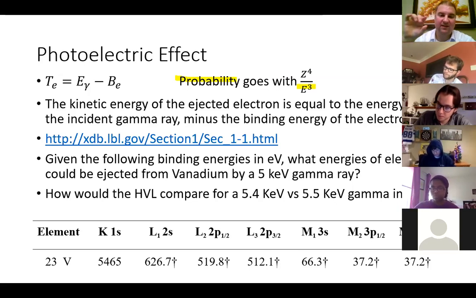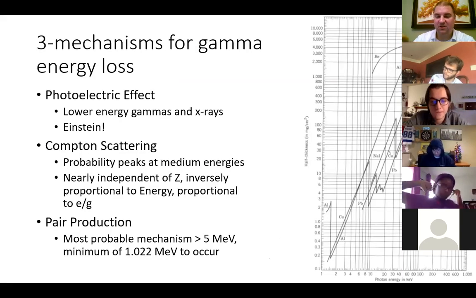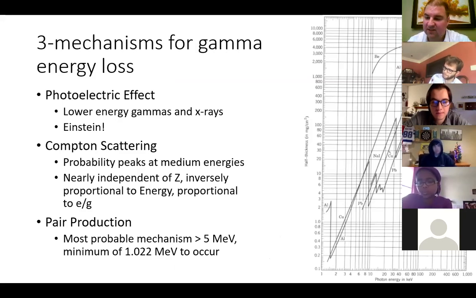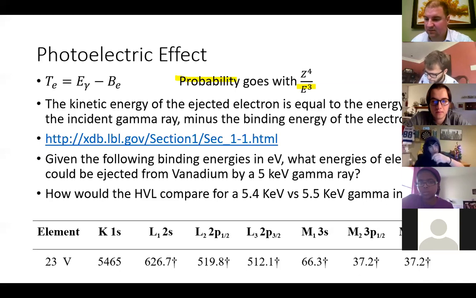And so the photoelectric effect with the shells plays a role here on this graph. In general, we see the photon energy increasing, we see the half thickness increasing. It's going to take more material to stop higher energy gamma rays in general, okay? But depending on the material, we see these big drops in our half thicknesses at specific energies that are related to the binding energies of the electrons. Those drops come from the idea we just talked about, comparing the 5.4 versus the 5.5 keV gamma ray.